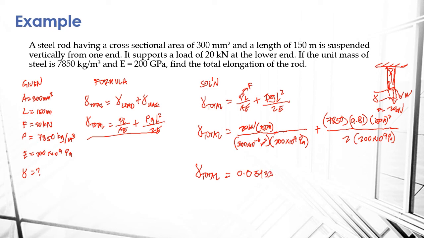So, elongation total niya is equal to 0.05433 meters. Yan. Or equal to 54.33 millimeters. Yan. Mao na yung answer karon. So yan ang pagkuha og elongation sa isa ka butang kung i-apply na to og calculate ang iyang own weight or iyang mass. Okay?